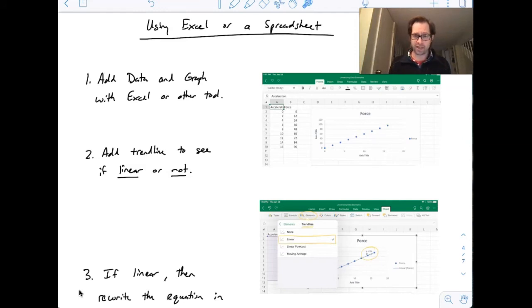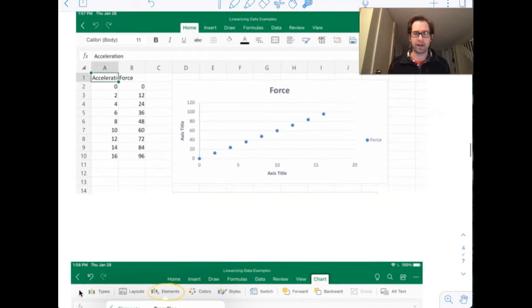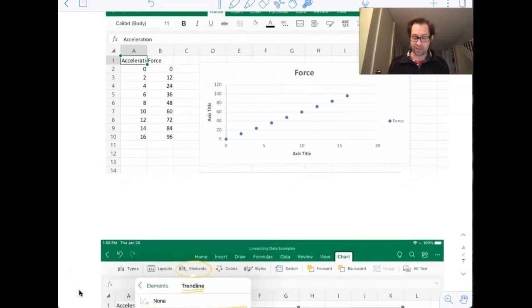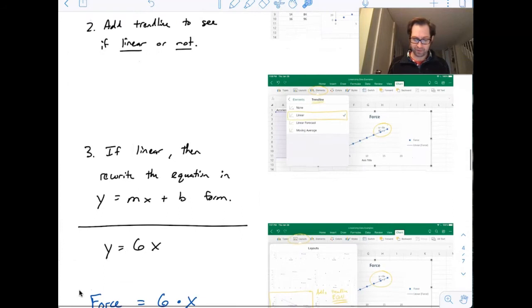All right, so once you put your data in there, and I just did this made up data, I have on the y-axis, force, and on the x-axis, acceleration. So I'm trying to determine how are these two things connected. Once I graph that, right away it looks like a straight line. I can confirm if it's a straight line by adding a trend line.